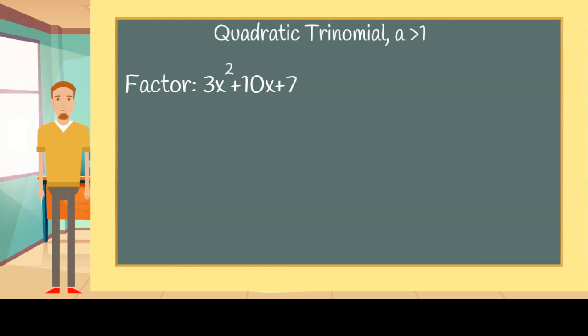How can we factor a quadratic trinomial such as 3x squared plus 10x plus 7? The given trinomial is an example of quadratic trinomial whose a is greater than 1. To factor a trinomial of this type, we must make sure that the trinomial is written in the correct order. The trinomial must be written in descending order, from highest power to lowest power. And after that, take note of the following steps.